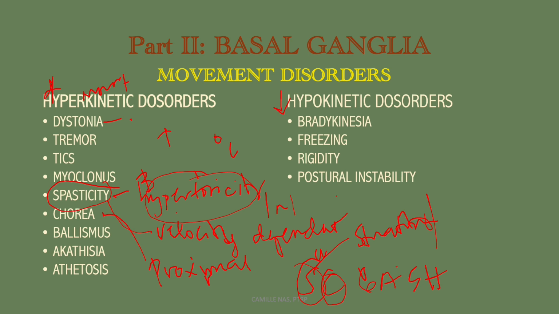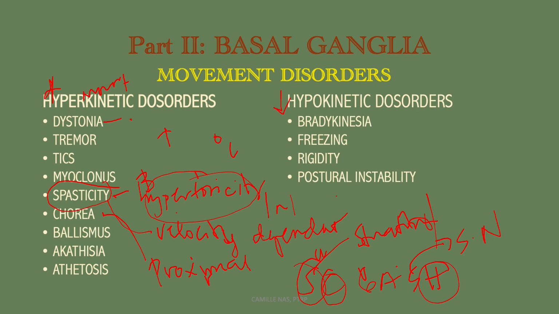Ballismus, also known as hemiballismus, consists of violent flinging movements. In our mnemonic, this is hemiballismus. This is an affectation of the subthalamic nucleus. It has a large amplitude, where suddenly their arm flings. That's ballismus.